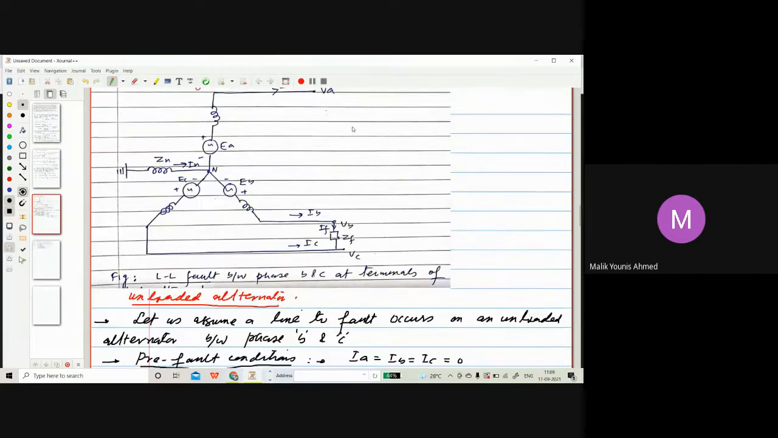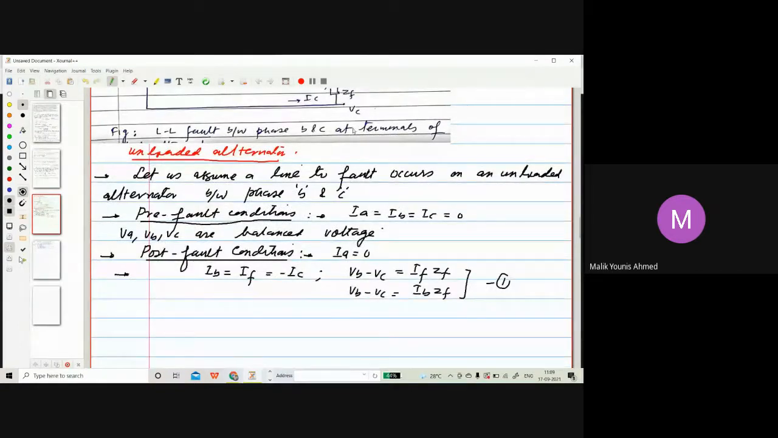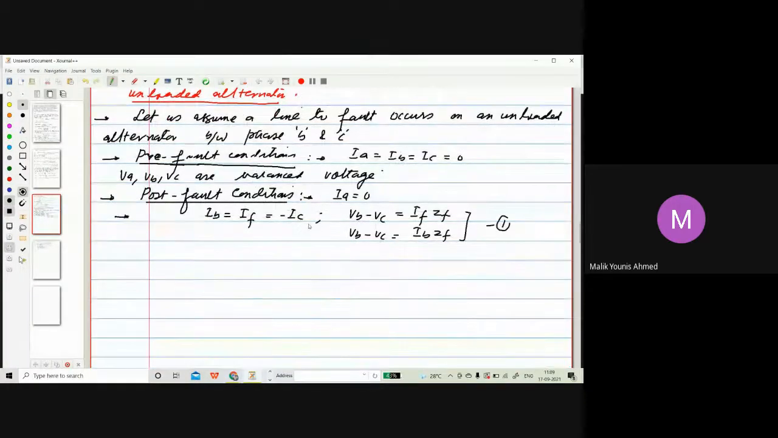Whosoever understands this will understand the faults. Otherwise, you'll not be able to understand the faults. Anybody has a doubt? I can explain again. Okay, I think this is clear. So this is pre-fault and this is post-fault. Okay. Now moving to next.